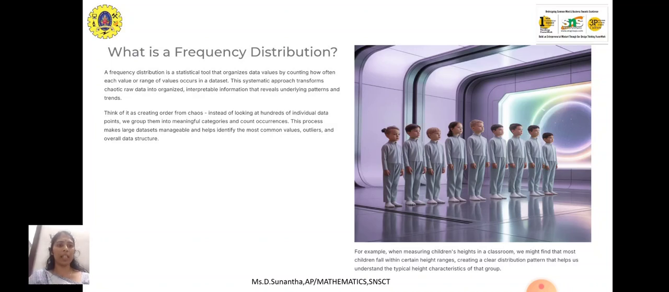So here is the example. When measuring the children's height in a classroom, we might find that most children fall within a certain height range, creating a clear distribution pattern that helps us understand the typical height characteristics of the group.